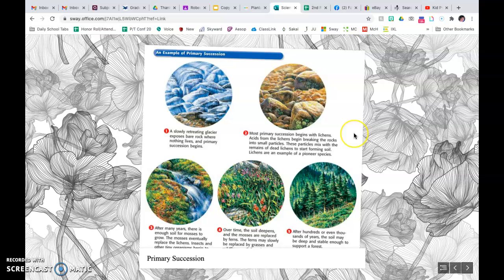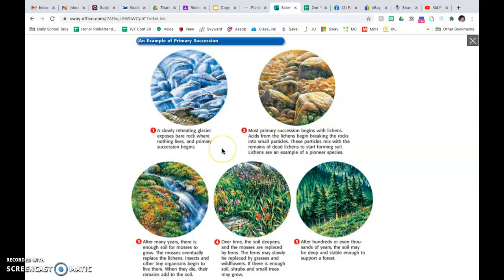This shows an example of primary succession. We have a slowly retreating glacier that exposes the bare rock where nothing lives. This is where primary succession will begin. Most primary succession begins with things called lichens. Acids from the lichens begin breaking down the rocks into small particles. These particles mix with the remains of the dead lichens, and they start to form soil. Lichens are an example of a pioneer species. So they're the first species to be there.